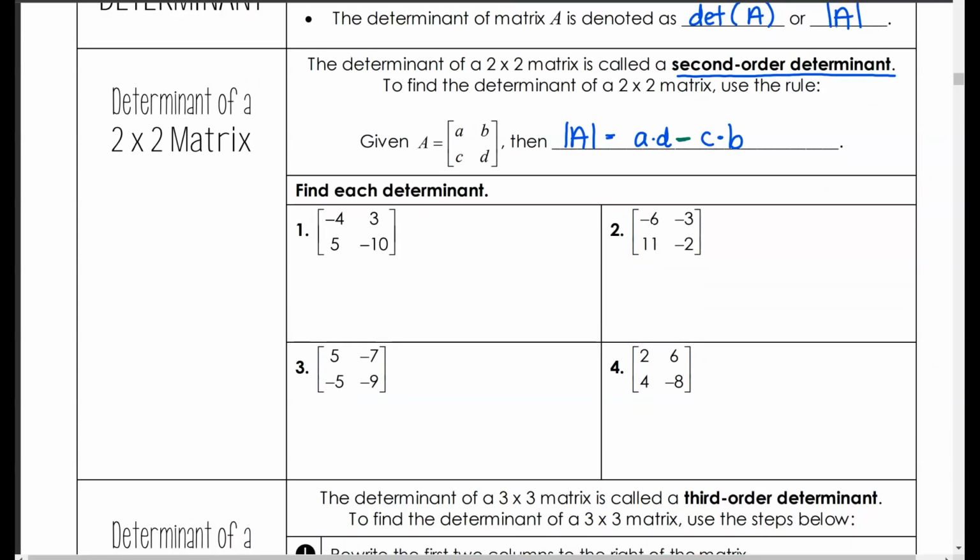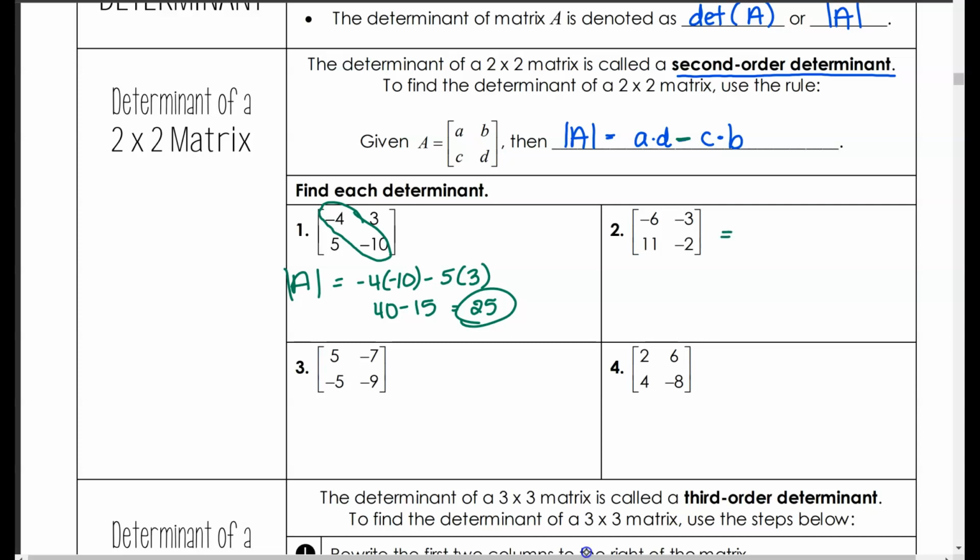Find each of the determinants below. We're going to take these two diagonals. So I get -4 and 10. If we called this the determinant of A, this would be -4 times -10 minus 5 times 3. That would give us +40 minus 15, which is a total of 25. So the determinant would be 25. We should be getting just a single value, not another matrix here.